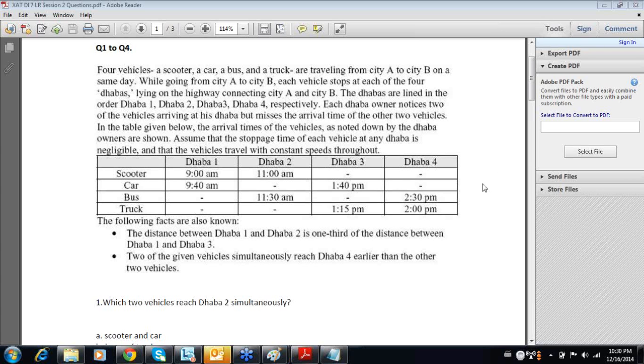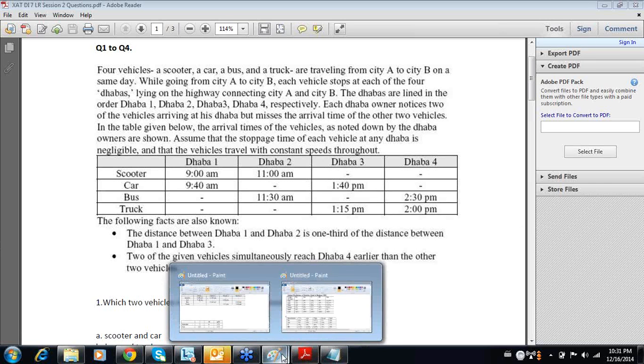Okay, no problem. So as I was telling, dhaba 1, dhaba 2, dhaba 3, dhaba 4 are in a straight line, and these are the 4 vehicles that arrive at these dhabas, and these are the timings that have been given, and each dhaba owner only sees 2 times. He cannot watch the other 2 times, and at dhaba 4 2 of the vehicles reach simultaneously. Okay, great. Now we have to answer a few questions.